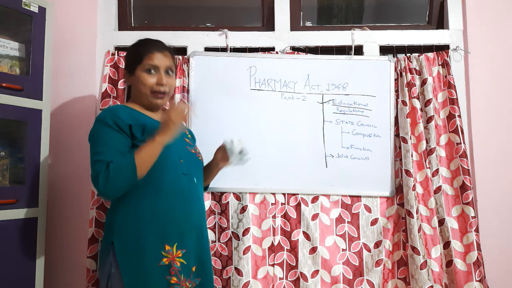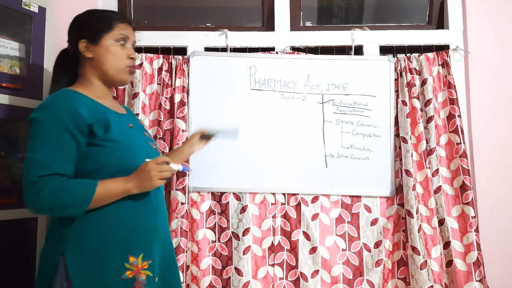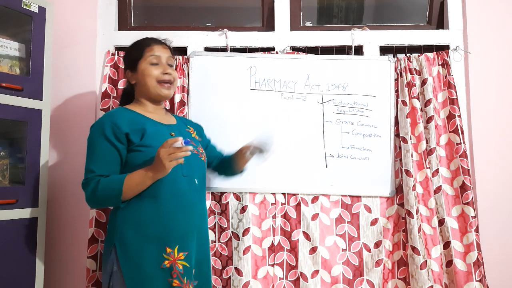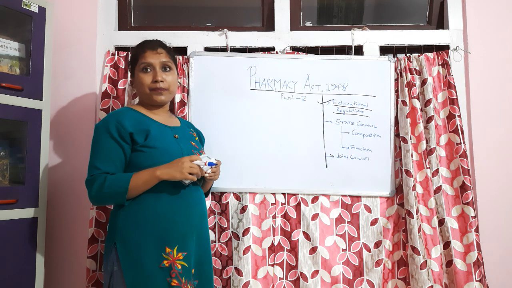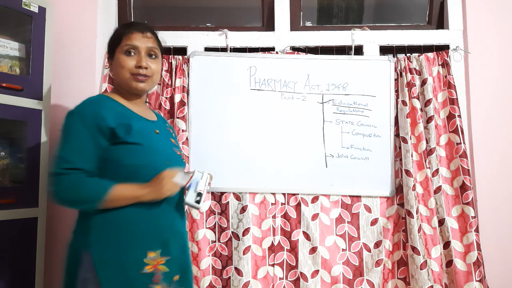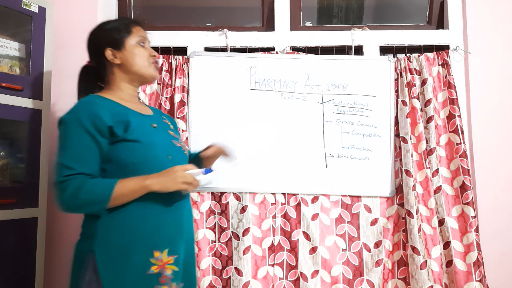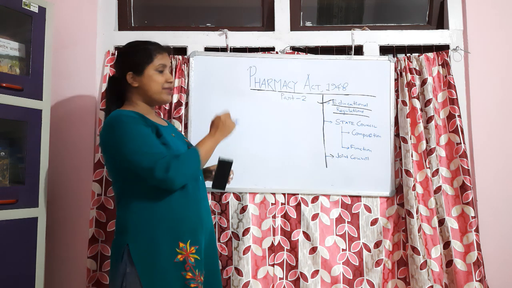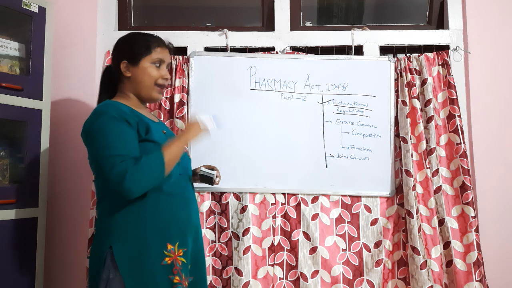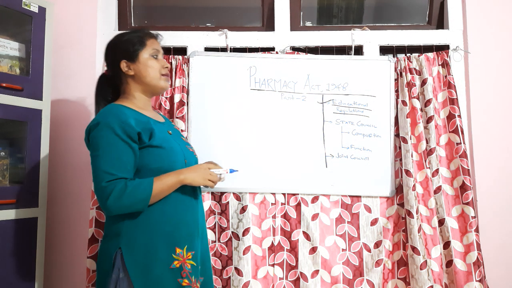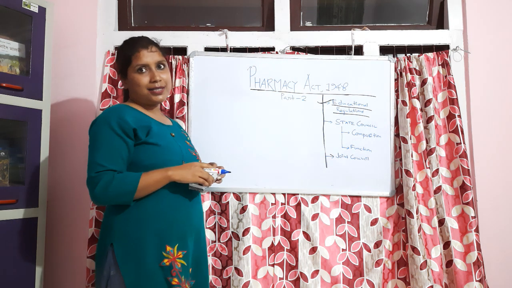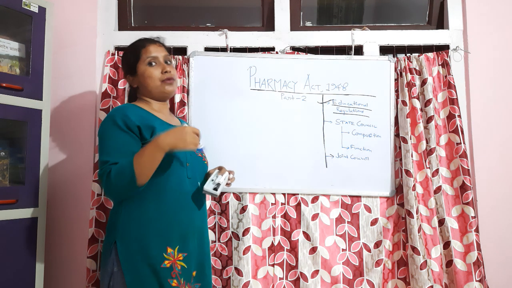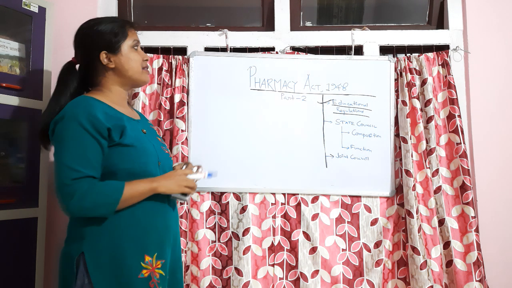In questions, I forgot to discuss what questions may come. The first question may be: write down the education regulations provided by the central council. Second question might be: write down the composition of the state council or write down the composition of the joint council. And sometimes a question may come about what the registration process is. The registration process, I am telling you again, we will discuss in the last part of this Pharmacy Act 1948.